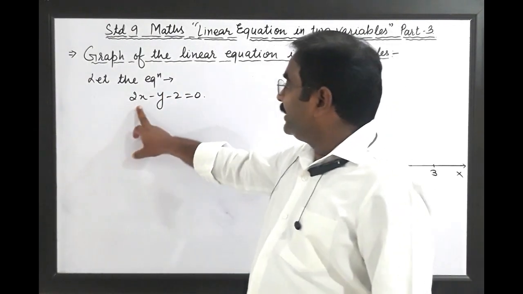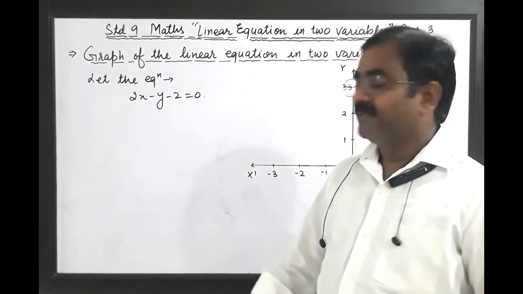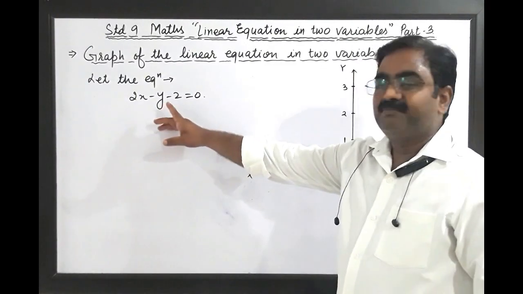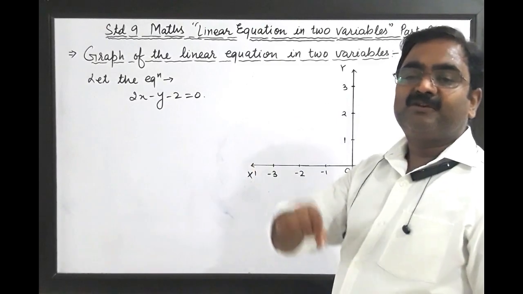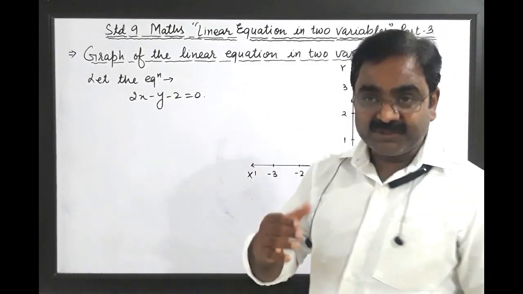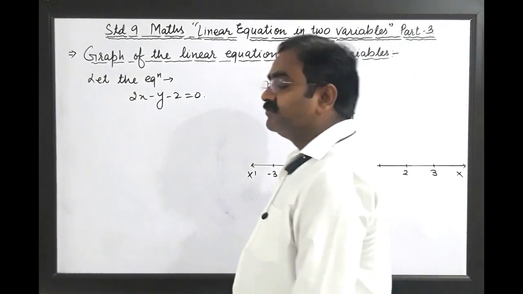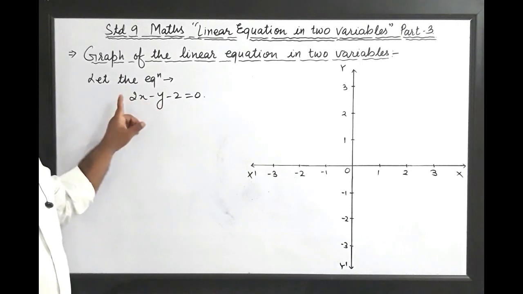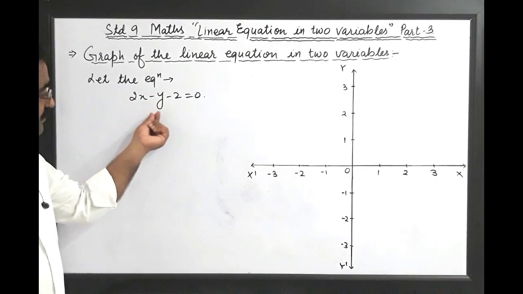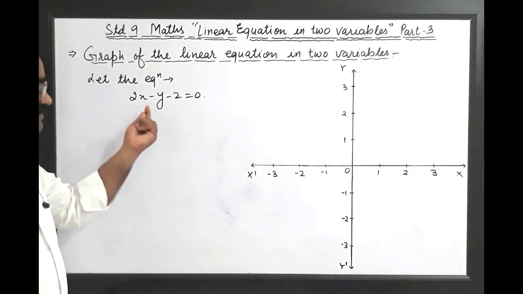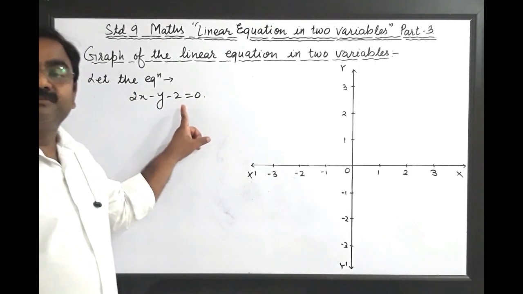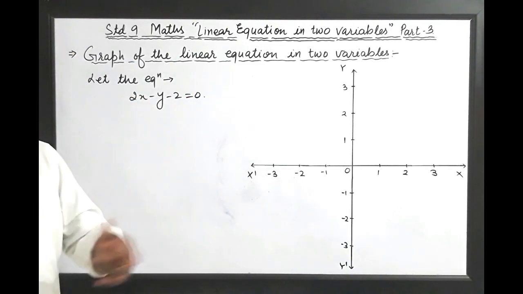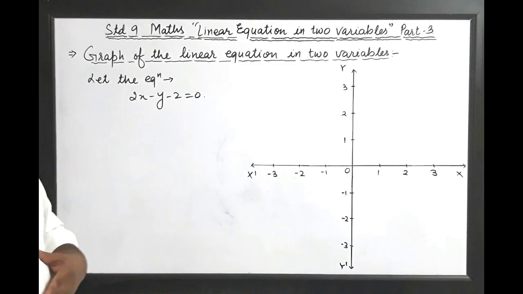हमारा equation क्या है? 2x minus y minus 2 equals to 0. As you know that the standard form of linear equation in two variables is ax plus by plus c equals to 0. After comparing the coefficients of x and coefficient of y and the constant term, so here the coefficient of x is 2, means the value of a is 2, coefficient of y is minus 1, therefore the value of b is minus 1, and the constant term c is equal to minus 2 here. When you compare this equation with the standard form or general form of linear equation in two variables.